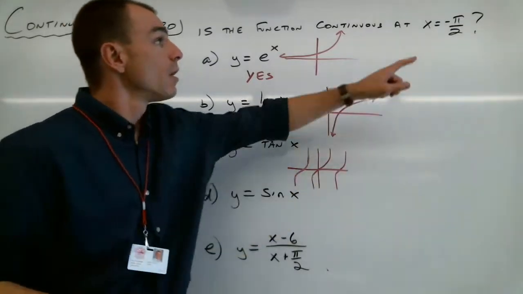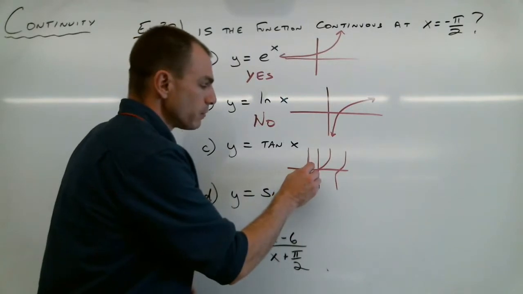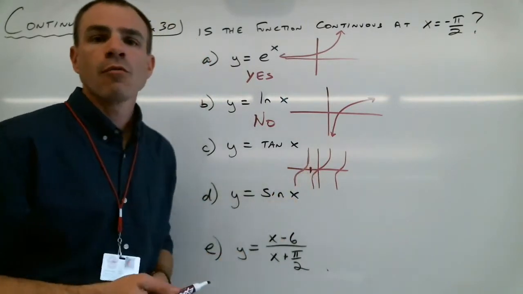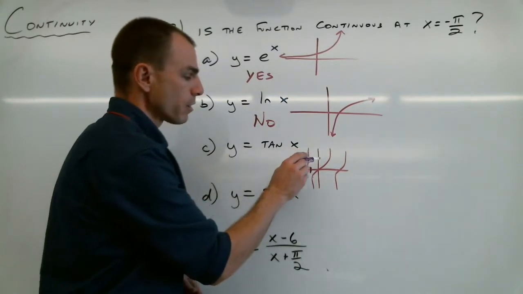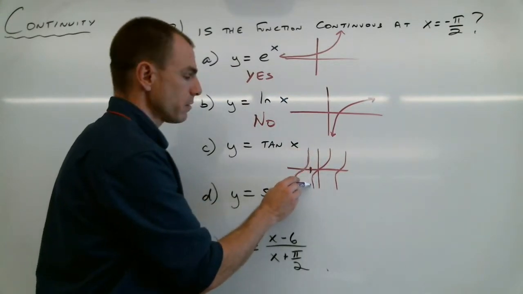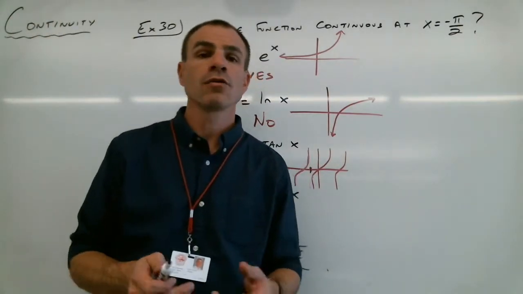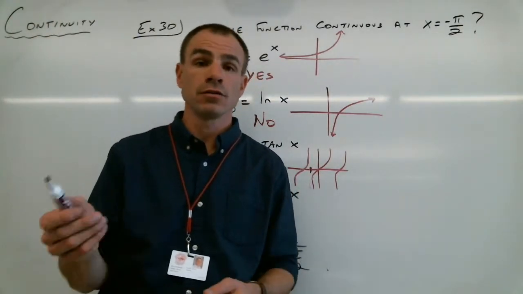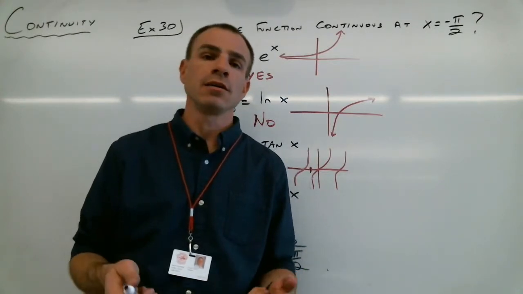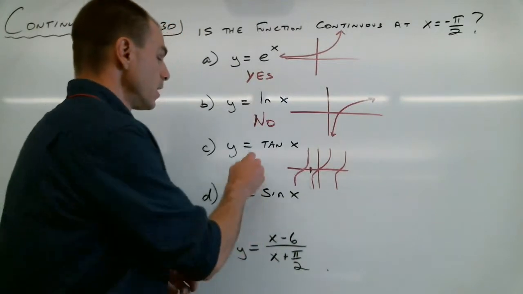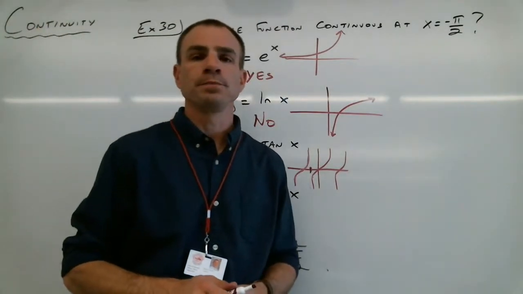The question is, where does negative pi over 2 fall? Well, it turns out that negative pi over 2 falls right there, where we change from this curve, and I take my marker off the board to that curve. So we've got an issue there. And lo and behold, if you take your graphing calculator, or any calculator, you do the tangent of negative pi over 2, you're going to get an undefined answer on the calculator. Tangent is not continuous at x equals negative pi over 2.